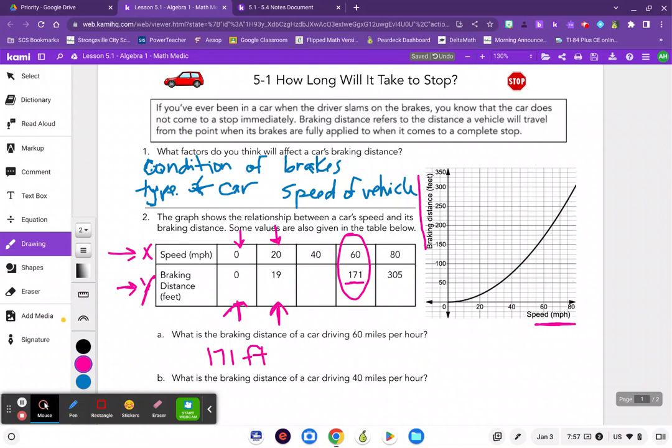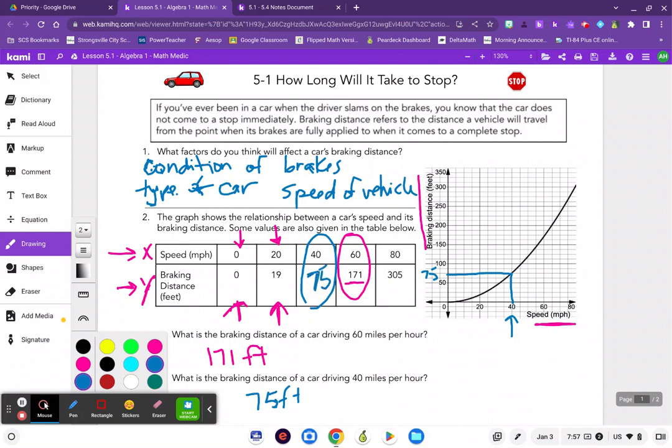What is the braking distance of a car driving 40 miles per hour? In this particular case, I could look at my table, but my table actually has a blank there for the braking distance at 40. So I'm going to come over to my graph and look for a speed of 40 miles per hour. I'm going to follow that up until I hit my function, and then follow that over. It looks like we go 50 to 100. Halfway between 50 and 100 is 75, so I'm going to estimate a 75-foot braking distance. And let's actually put that in our table.